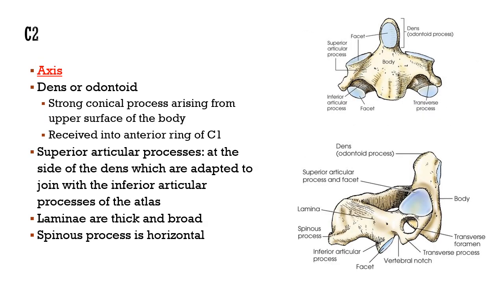C2 is the axis. It has the dens, or the odontoid process, which is the part that's going to move up into the anterior aspect of C1. It's a strong conical process arising from the upper surface of the body of C2. It's received into the anterior ring of C1. The superior articular processes, which are the side of the dens, are adapted to join with the inferior articular processes of the atlas. The lamina are very thick and broad, and the spinous process is horizontal.